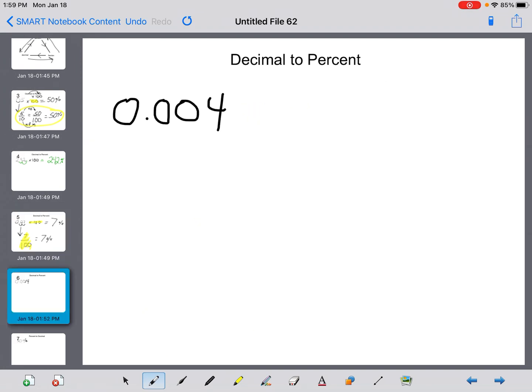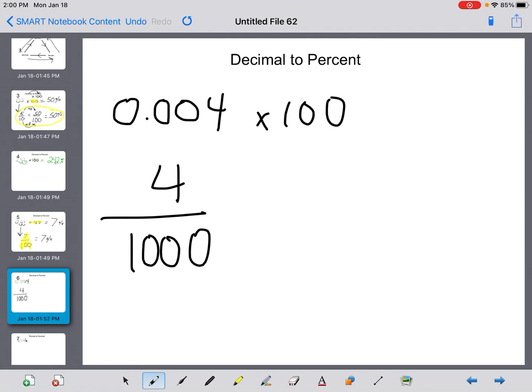We're moving from decimal to percent. So here we have 0 and 4 thousandths. So I just want you to see that. But again, we can still multiply by 100, but I'm moving my decimal place over twice. So now look, now I have 0 and 4/10 of a percent.